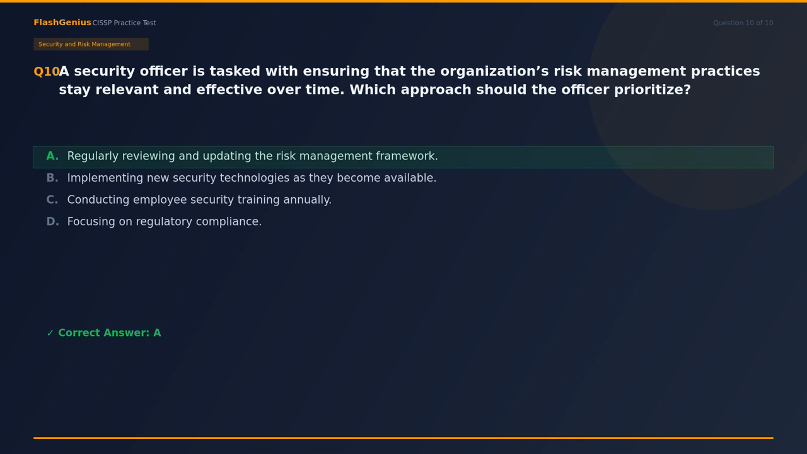The correct answer is A, regularly reviewing and updating the risk management framework. Here's why. Regularly reviewing and updating the risk management framework ensures that the practices remain relevant and effective in addressing evolving threats and organizational changes.